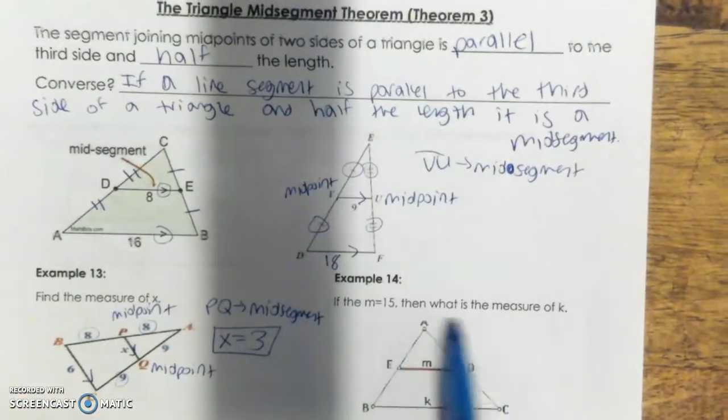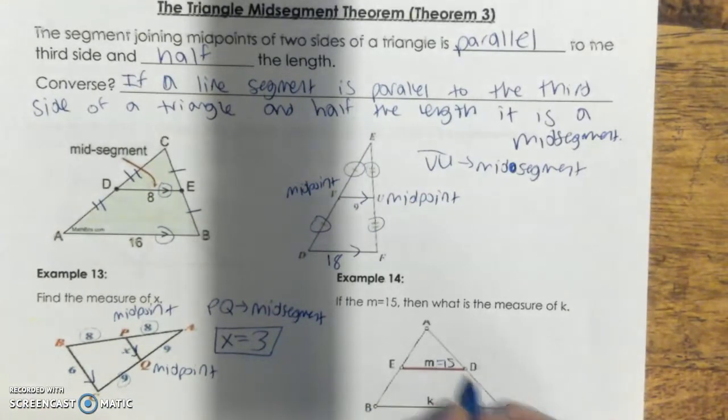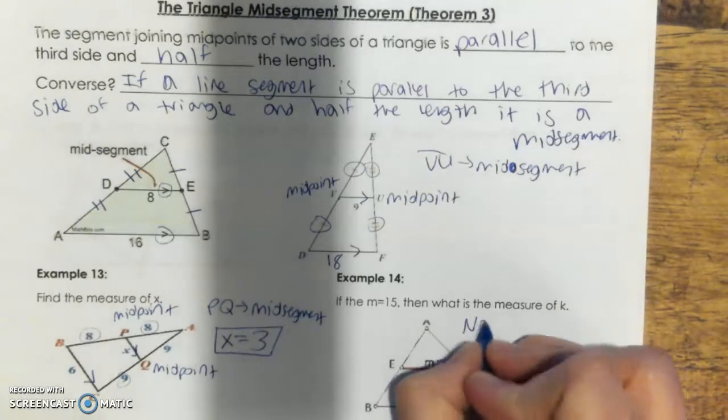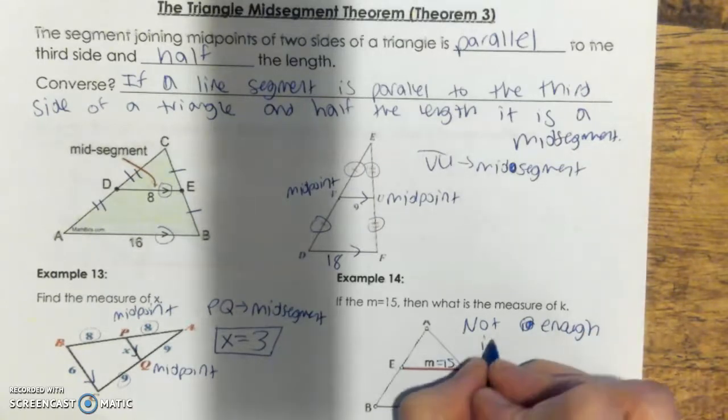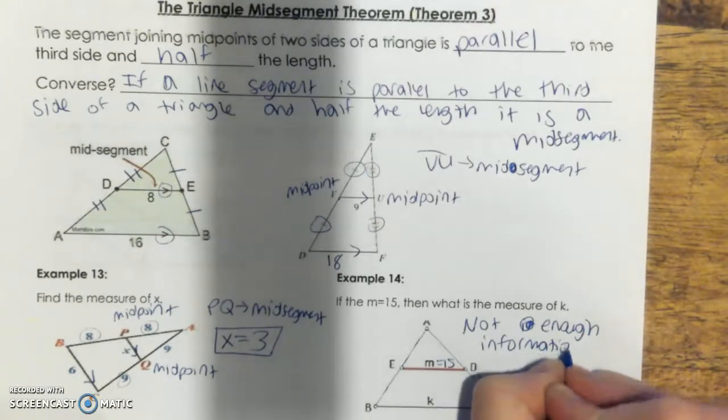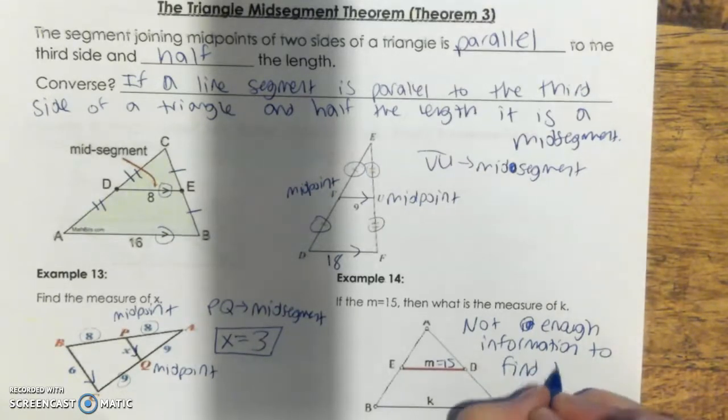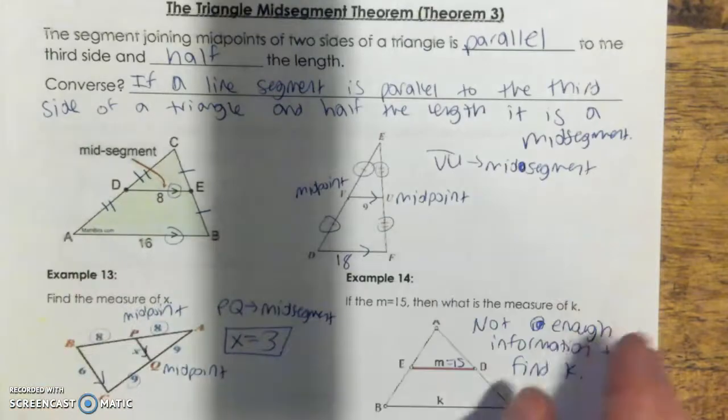Alright, number 14. If M equals 15, what is the measure of K? Do I have a midsegment? Does it tell me anything about A to E or E to B? No, I don't see any measurement or congruence notation on this side. I don't have enough to conclude that this is a midsegment. So not enough information to find K. I just can't do it. I'm sorry. Alright. Next page.